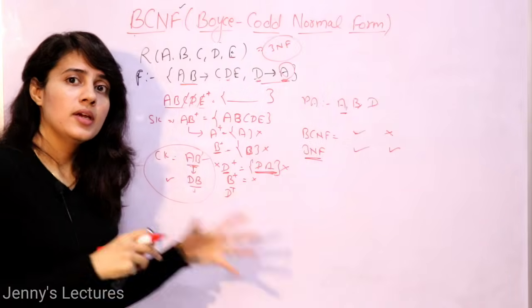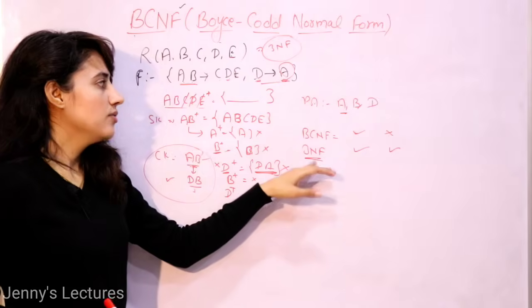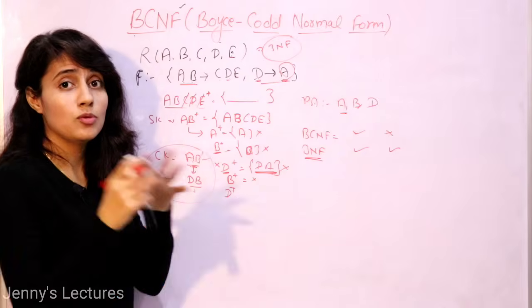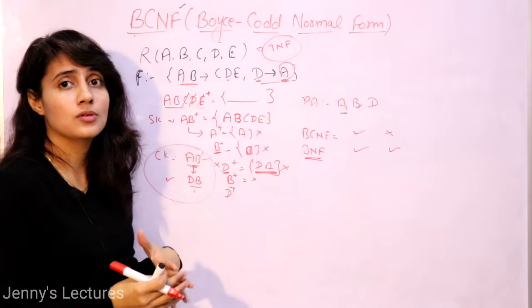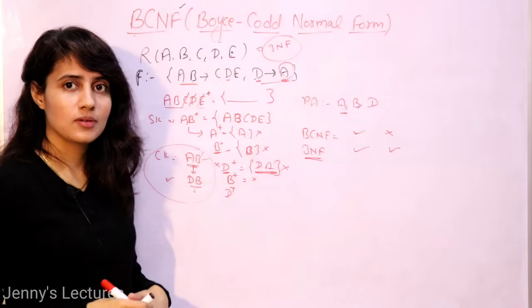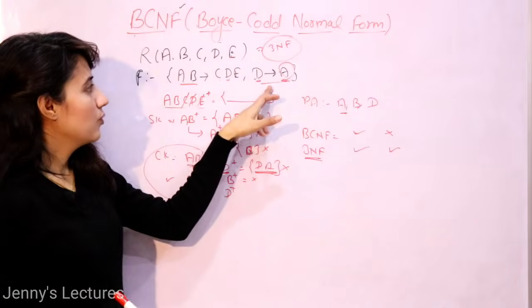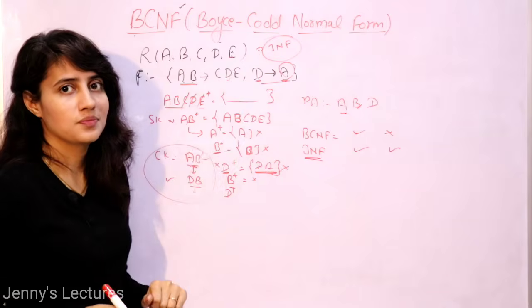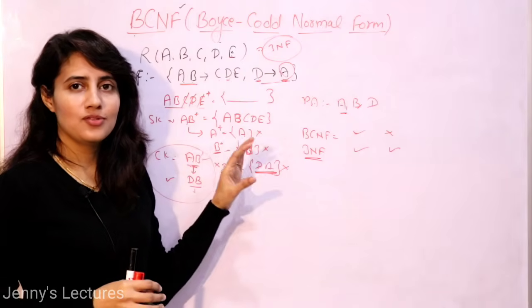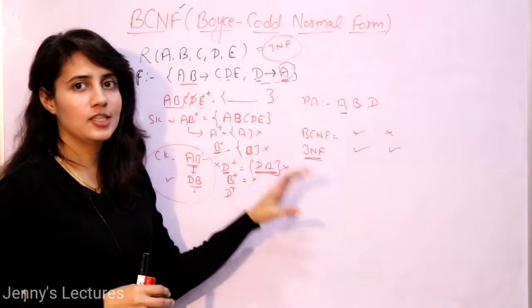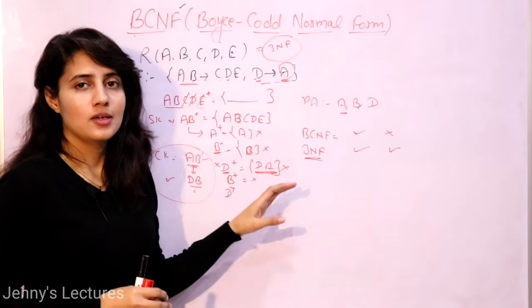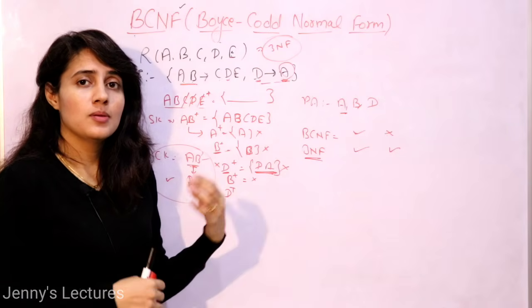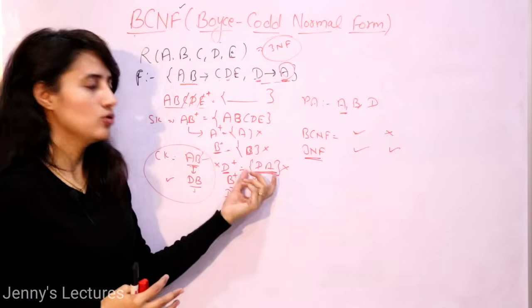And you will find this is a rare case in which a relation is in 3NF but not in BCNF, because almost every relation which is in 3NF will be in BCNF, right? So this is one of those cases when it is in 3NF but not in BCNF. So this is all about BCNF, how to find out whether a particular relation is in BCNF or not, right?